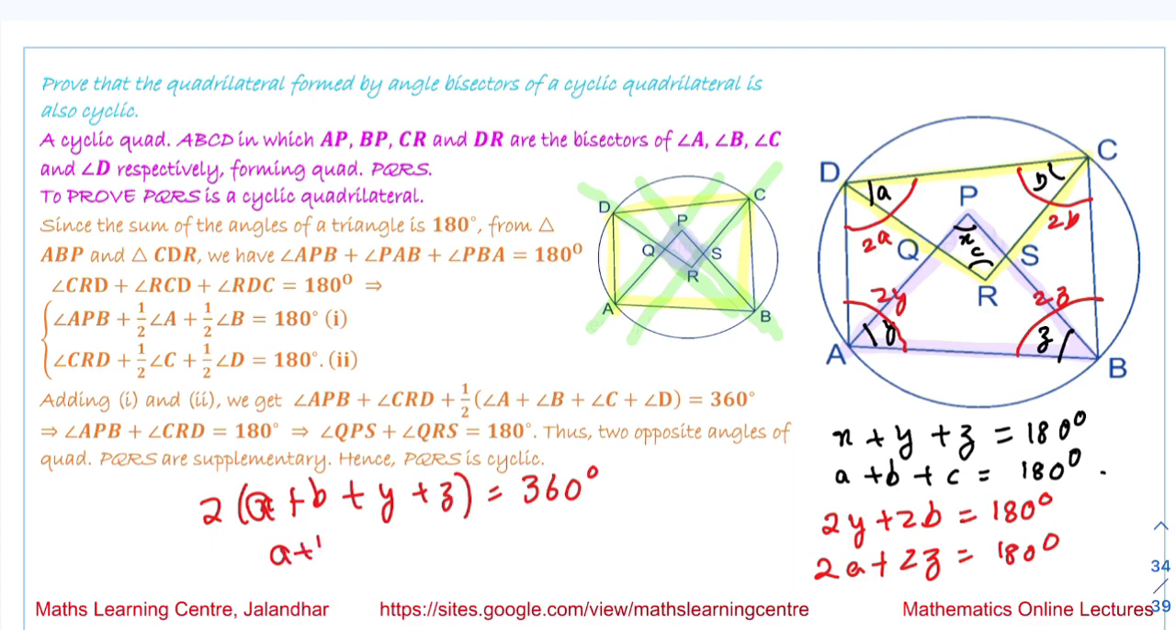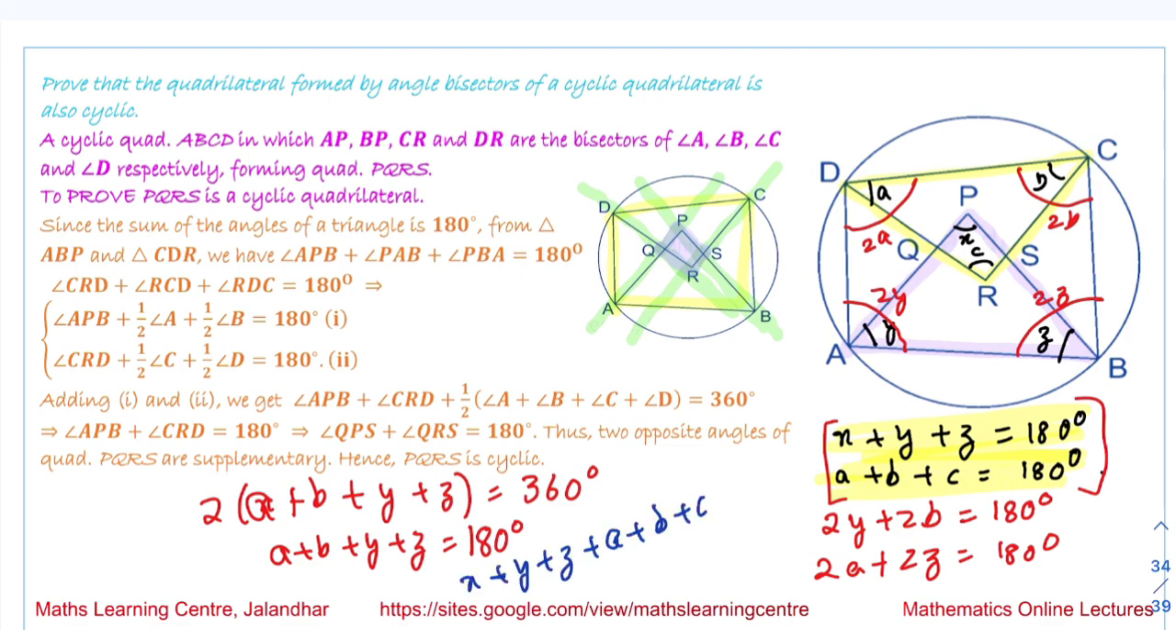So we get A plus B plus Y plus Z equal to 180 degrees. These are the two equations that we have now, that is X plus Y plus Z is equal to 180 and A plus B plus C is equal to 180. If we add these two equations, we get X plus Y plus Z plus A plus B plus C equal to 180 plus 180.